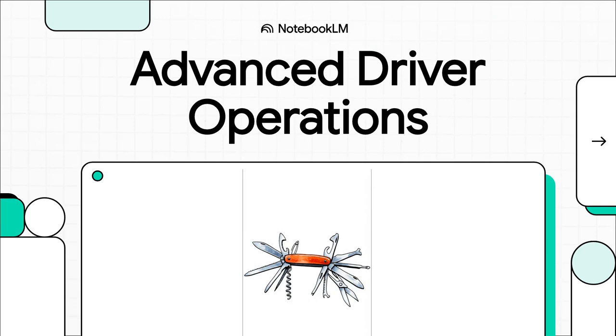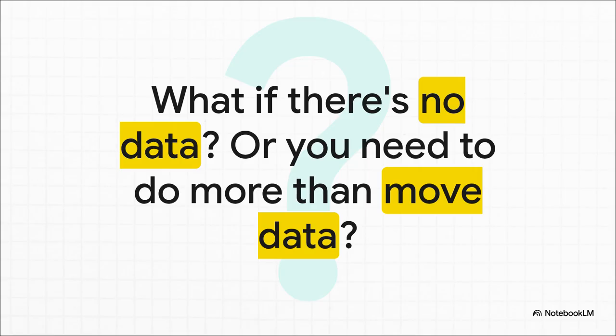All right, welcome back. So last time we put together a basic character driver. You could read from it, you could write to it, and hey, it worked. But let's be real, a real-world driver needs to be a whole lot smarter. So today, we're going to go beyond those basics and really dig into the advanced stuff that makes a driver truly powerful and robust.